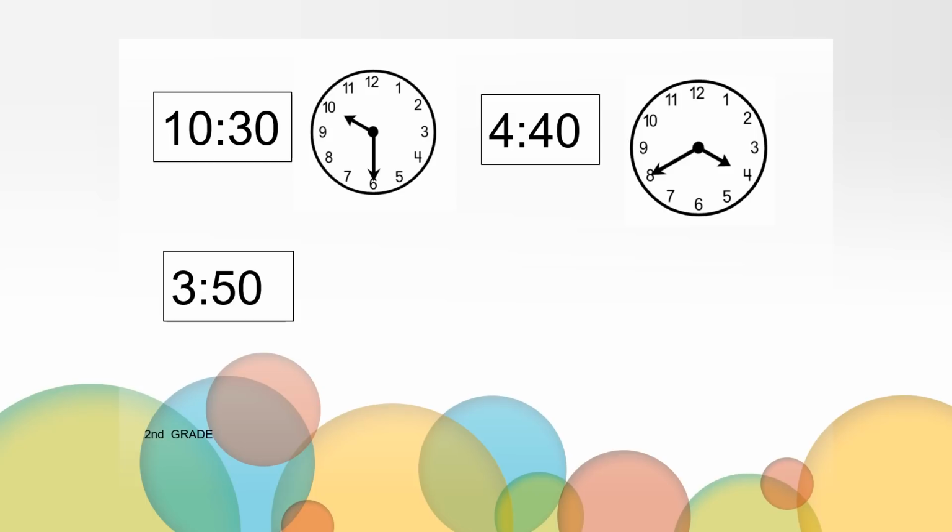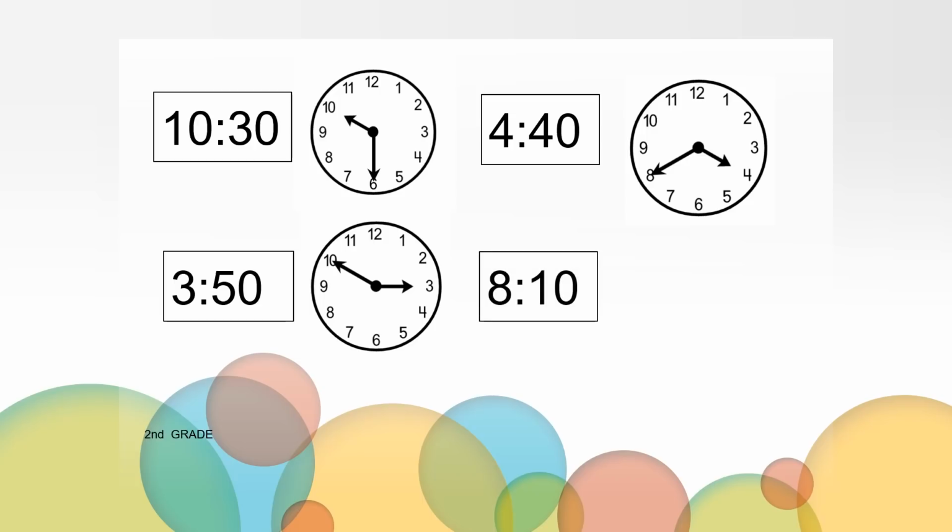3:50. Use your arm to show where the minute hand would go. The minute hand is pointing towards the 10. Is your arm pointing up towards that direction? Last one on this page. The time is 8:10. Use your arm to show where the minute hand would go. Check using the analog clock.